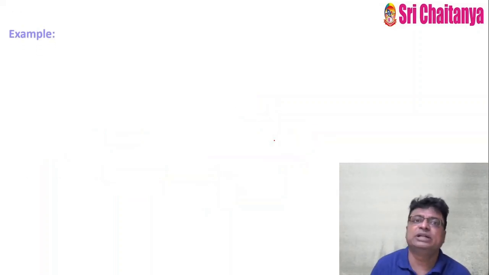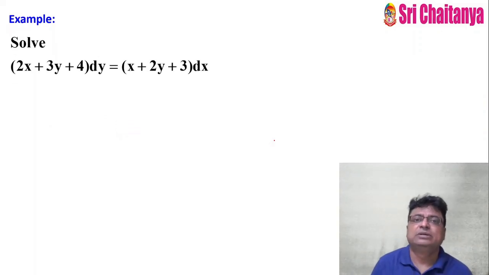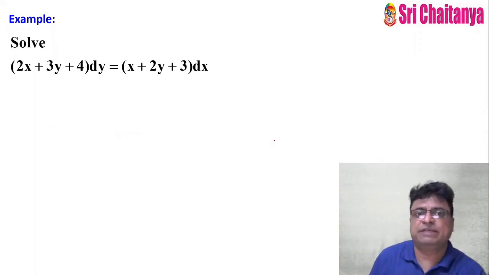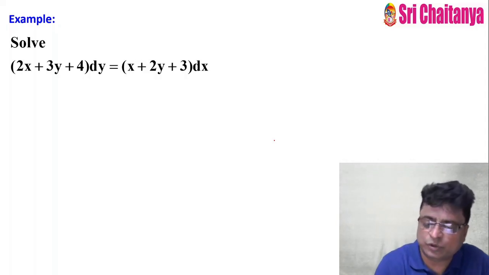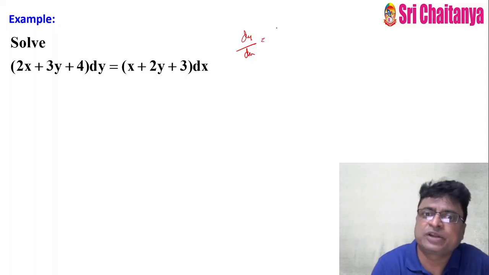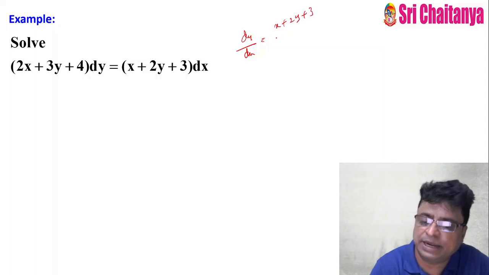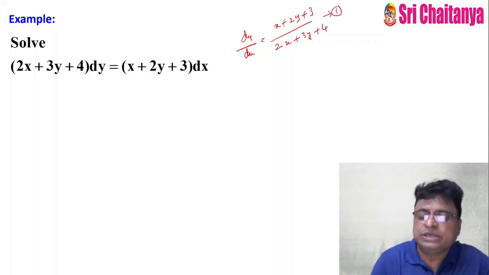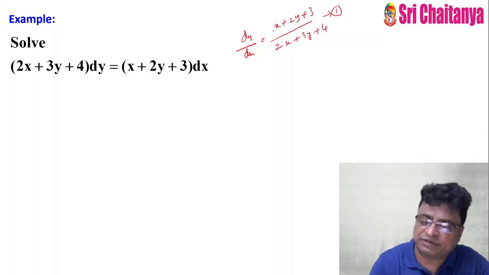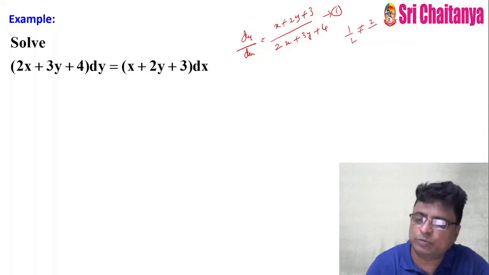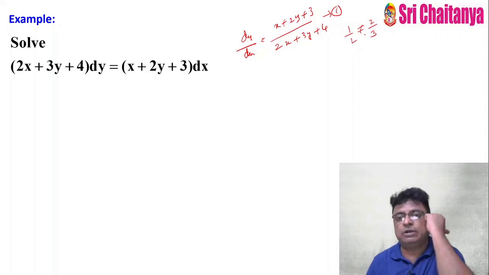Now coming to the next example. This is (2x + 3y + 4) dy equal to... so it appears like dy by dx is equal to (x + 2y + 3) by (2x + 3y + 4). This is my equation. This is a non-homogeneous differential equation, because a1 by a2, that is 1 by 2, and b1 by b2, that is 2 by 3. So a1 by a2 is not equal to b1 by b2.